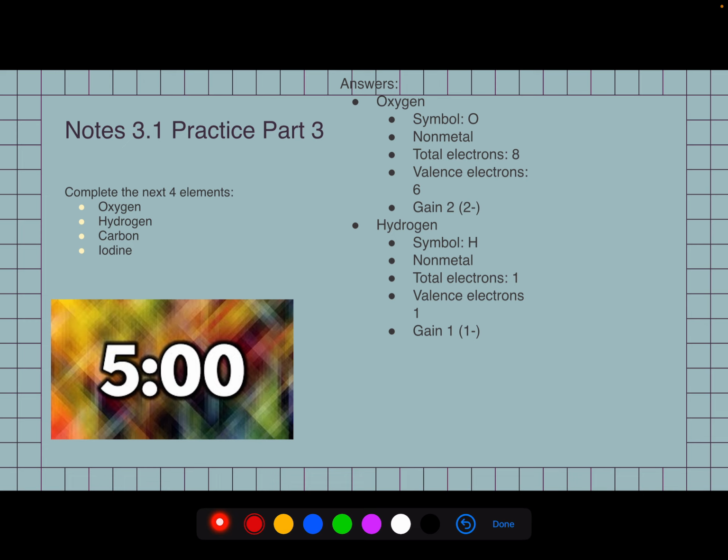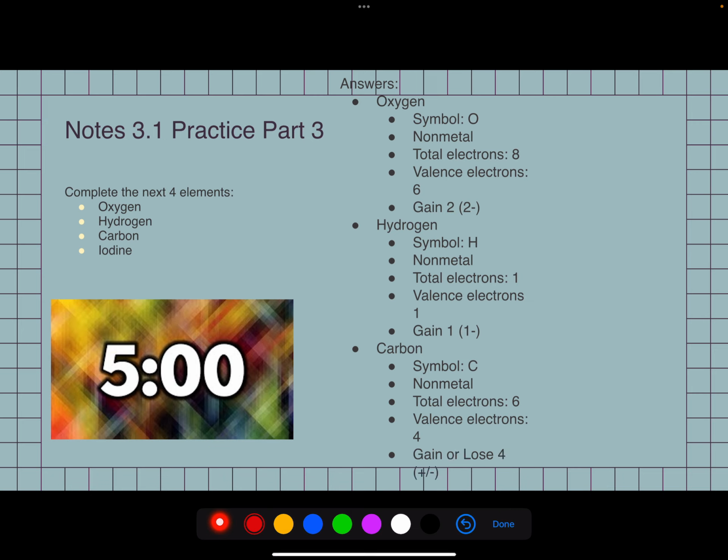Okay, so in this case, it makes more sense for hydrogen to try to gain 1 more electron to be stable, just like helium. Okay, so carbon. Carbon, the symbol is C. It is a non-metal. Total electrons is 6. It has 4 valence electrons, so this is where it gets a little tricky. So it's going to want to gain or lose 4.